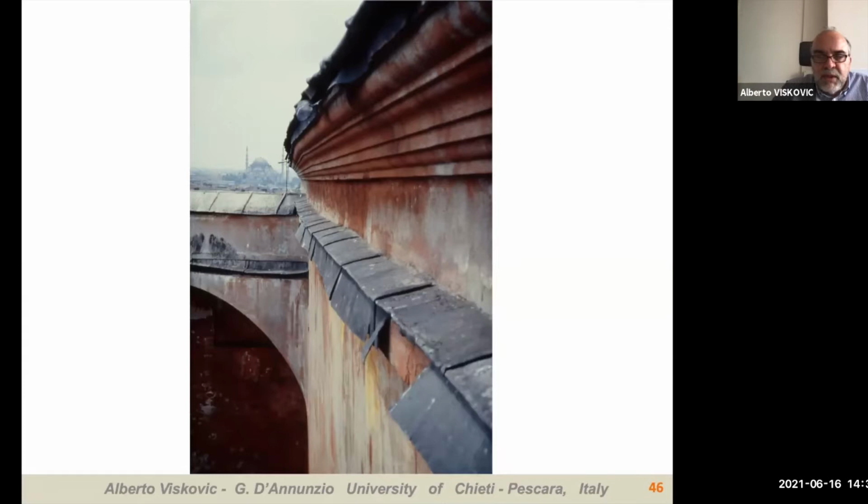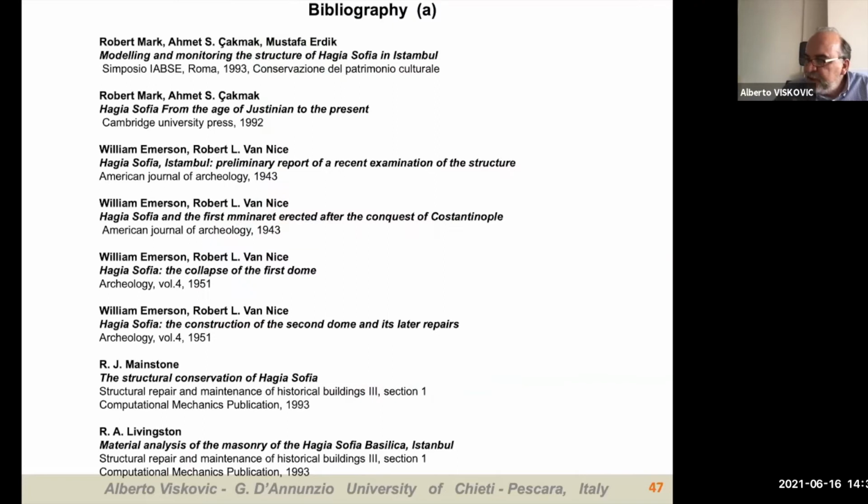I finished my presentation. Here we have some references for the study of the Hagia Sophia. Very important was the work of Mainstone and also the graphic survey of Van Nuys. We used the graphic survey of Van Nuys to make our mathematical models.